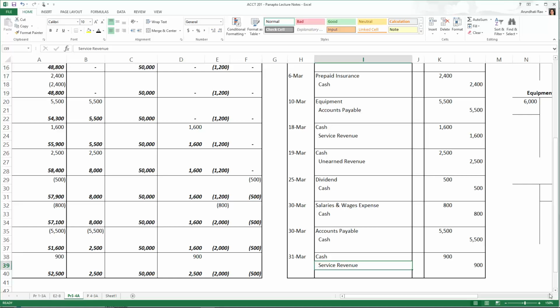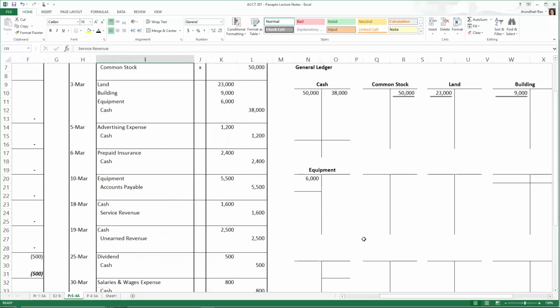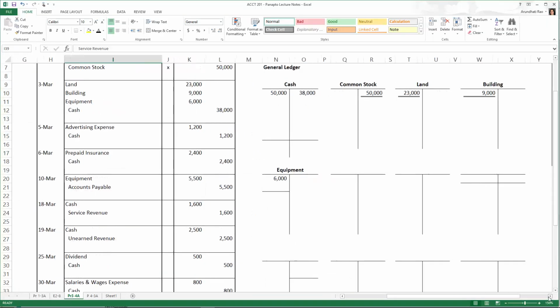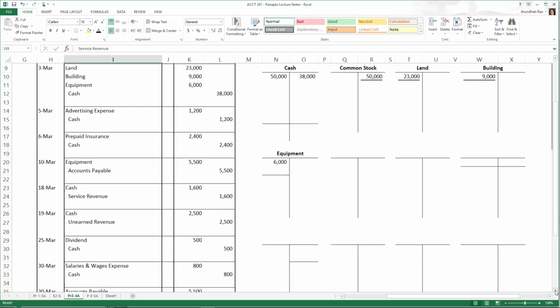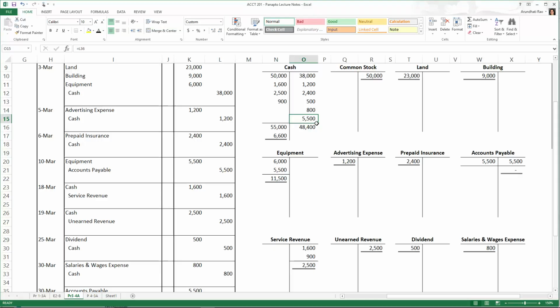Okay, now that we've done all our journal entries, we will do the batch posting. And in my case over here, since I've already done this work, I'm just going to show you what it looks like and give you some explanations. After you transfer all the information from the journal into the ledger, at the end of the period, which is the end of the month here, I want to find out what the balance is on each of these accounts.